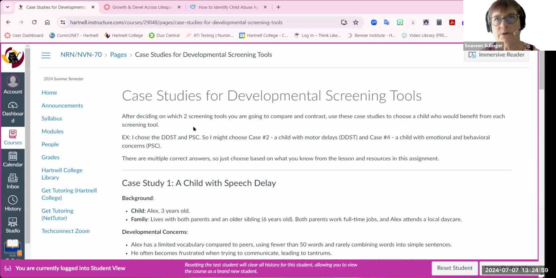So you're going to research the screening tools. You're going to come here and try to match them. And again, there's multiple correct answers. So just choose based on what you think, because you're the healthcare professional. You're not going to actually do a screening. Let me be clear. You are not doing a screening on somebody, but you are the healthcare professional who is choosing which screening tool to use on a particular child, if that makes sense. You do not have to do it.